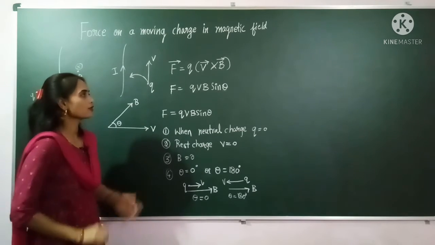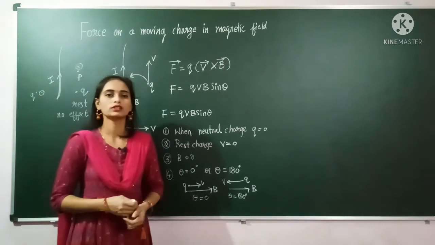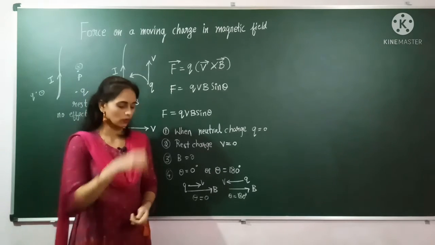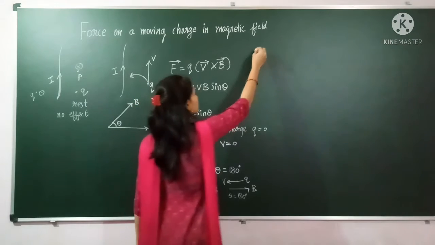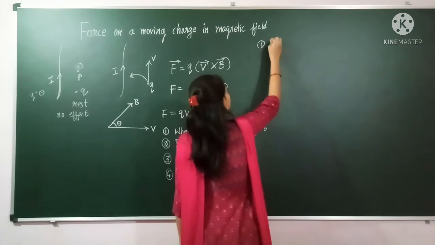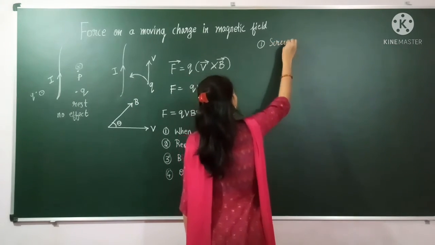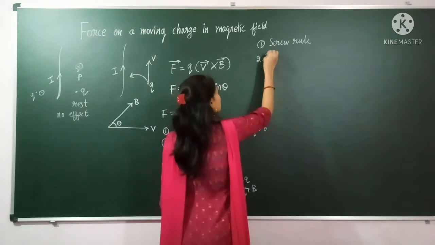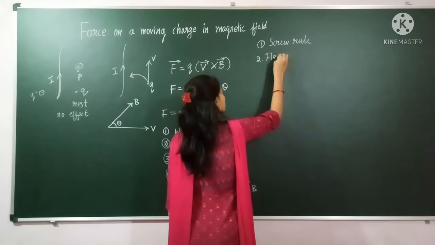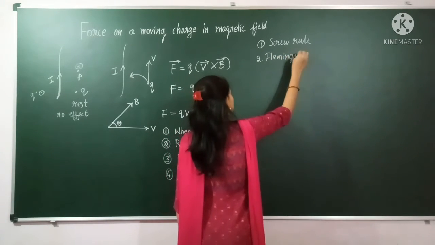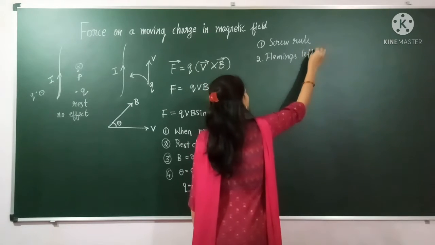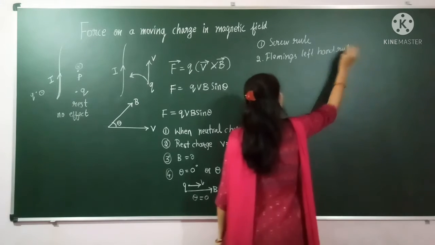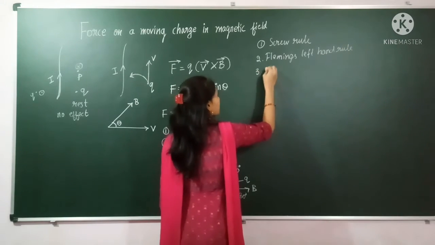So all these 4 cases you have to remember, and next we will study the direction of force, how to determine the direction of magnetic force. So we have 3 rules. One is the screw rule, second one is Fleming's left hand rule, and third one is the right hand palm rule.